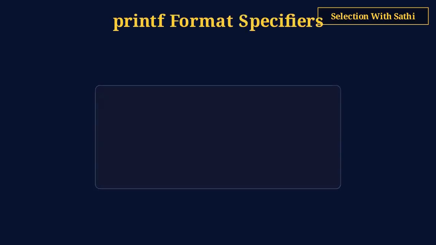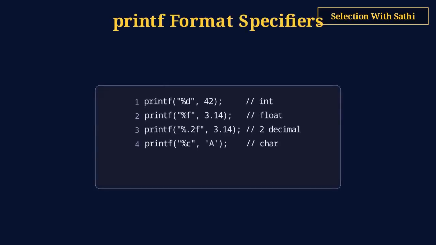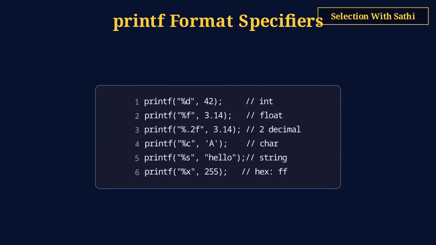Second concept, printf format specifiers. Printf is the standard output function in C. You use format specifiers to tell it what type of data to print. %d prints an integer. %f prints a floating point number with 6 decimal places by default. You can control precision with .nf, for example, %.2f shows exactly 2 decimal places.